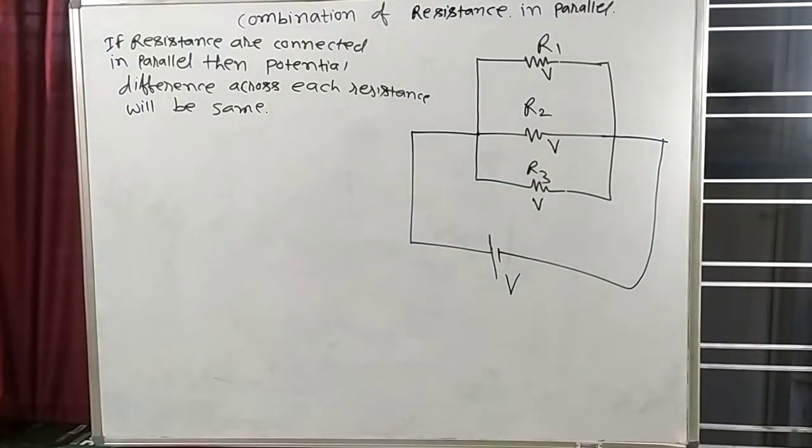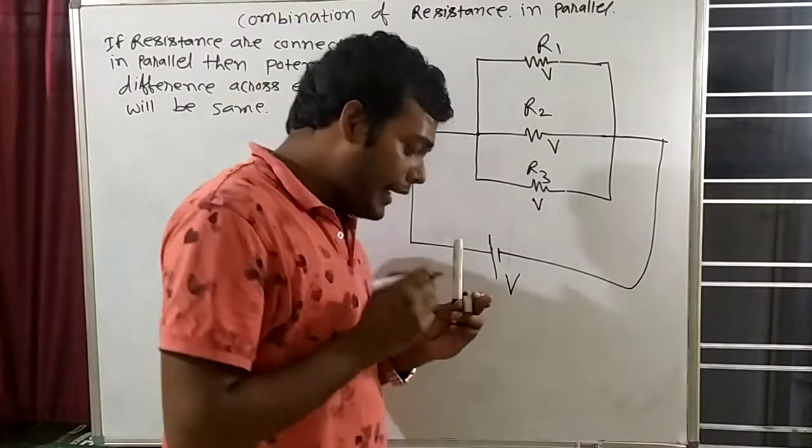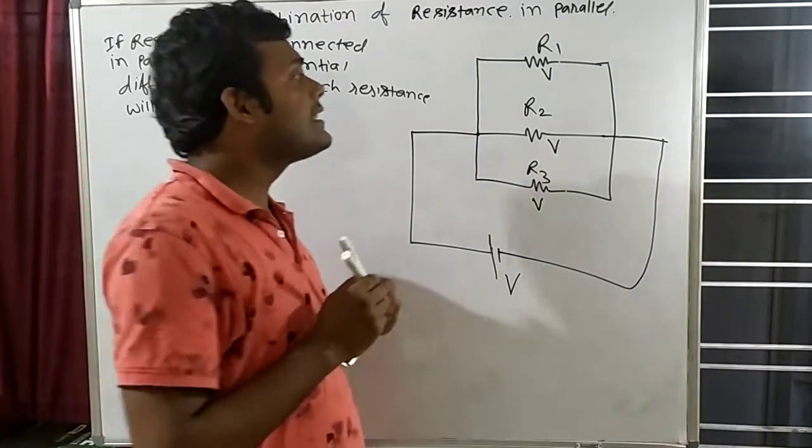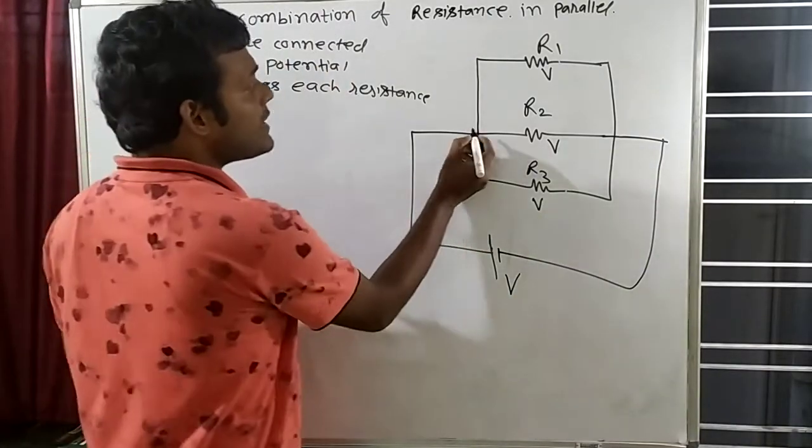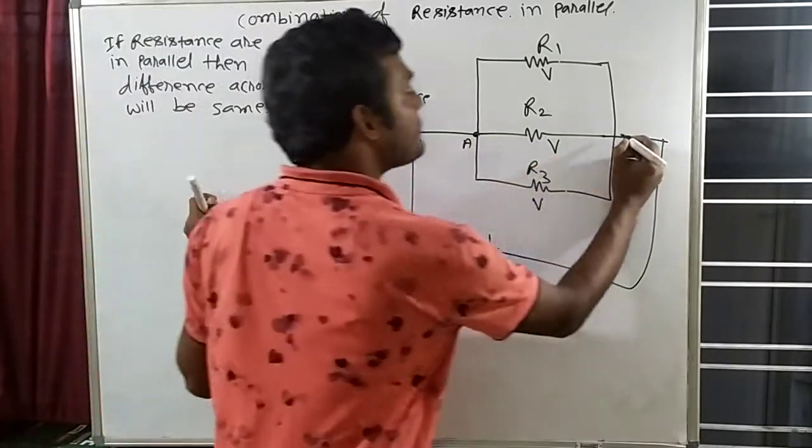Current will be same. But in parallel what will be same? Potential will be same. The thing is that how we will identify that this is a parallel combination? How we will identify? See here. Suppose this point is A and this point is B.